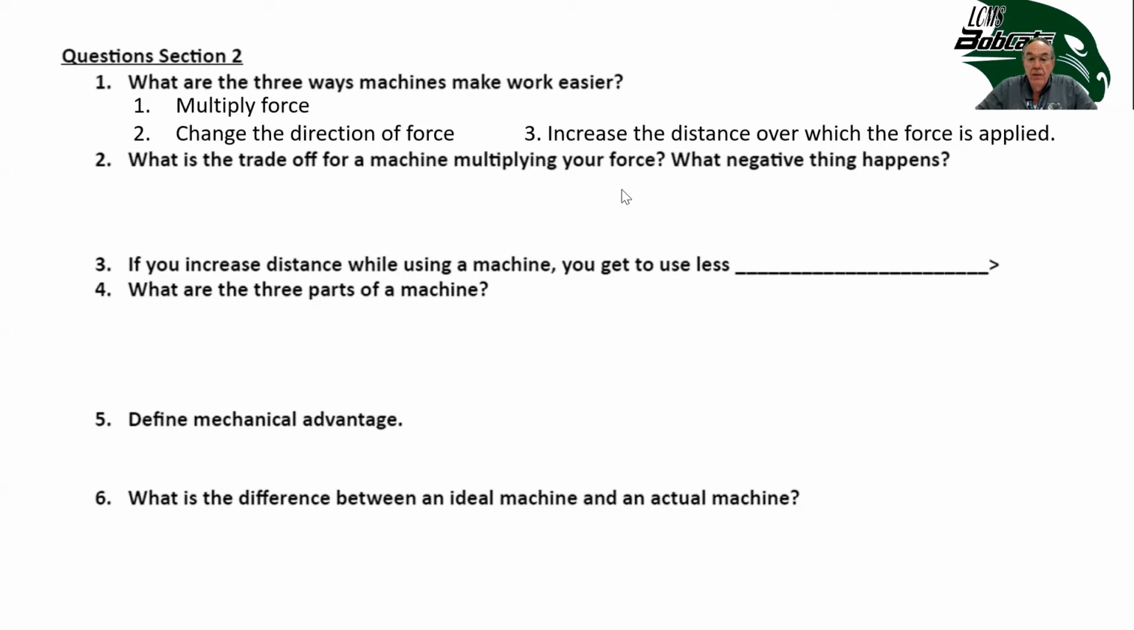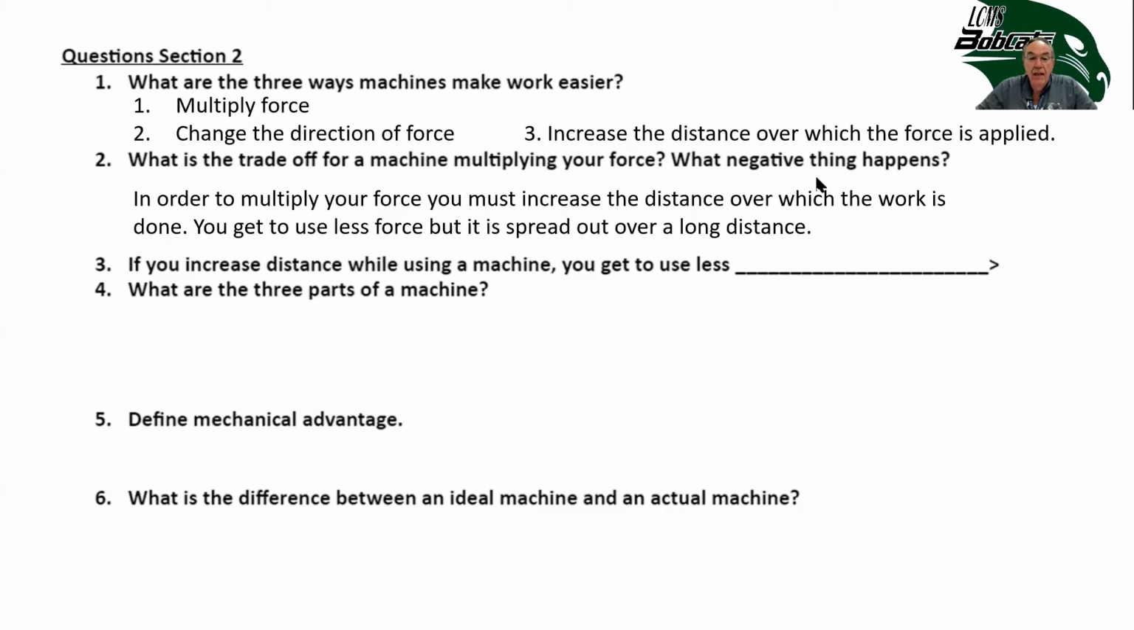What is the trade-off for a machine multiplying your force, or what is the negative thing that happens? In order to multiply your force, you have to increase the distance over which the work is done. You get to use less force, but it's spread out over a longer distance. And we looked at 2 examples in the notes where the lady had to push stuff up a long incline plane in order to get the box lifted 1 meter. When she pushed it over 100 meters, she was able to use only 1 Newton force to lift a 100 Newton box. But the trade-off was that she had to push it up that ramp for such a long distance.